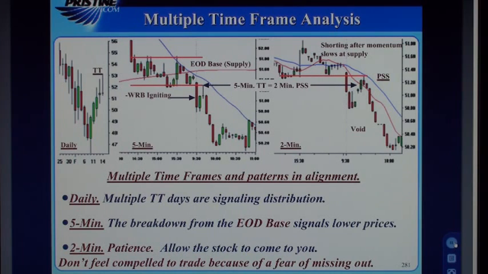As prices retrace up to the consolidation at end of day base is a 5-minute topping tail. Moving down to the 2-minute time frame, we see a PSS forming right into that area of supply. We get the red changing of the guard, or a topping tail on our 2-minute chart, shorting under that low. We're getting in on a PSS on the 2-minute, which is right near the top of the 5-minute topping tail bar. And don't feel compelled to trade because of a fear of missing out. Use your multiple time frames to refine and gain entry points.